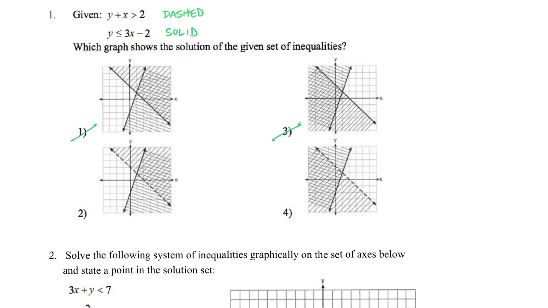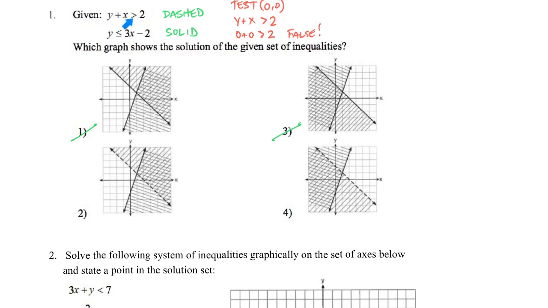So again, the lines are exactly the same. What we need to do is determine the shading. Well, you could test points if you want to. So for example, we could test 0, 0. Maybe that would be the easiest thing here. Let's take the first one and test 0, 0. So I've got y plus x is greater than 2. 0 plus 0 is greater than 2. That's false. Okay, so what does that tell us?